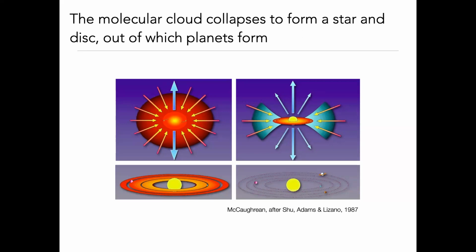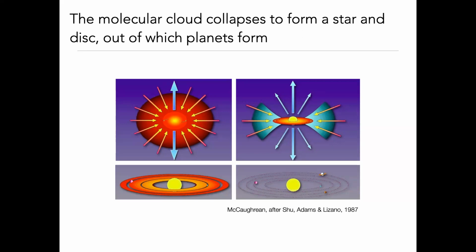But then as time progresses, we end up in the bottom left corner where we actually have a star and a disk system. There's no more envelope. And then in this system, planets can actually form. And in fact, the starting point of planet formation can actually be really, really early on. But we see more of the planet formation happening as the disk continues to evolve.